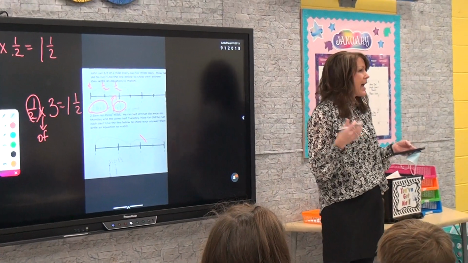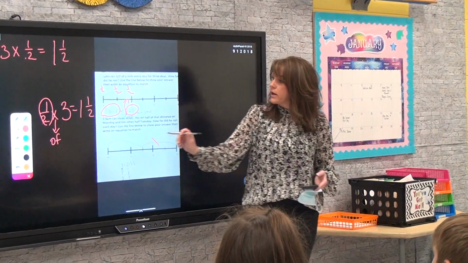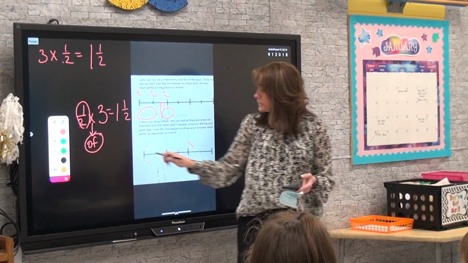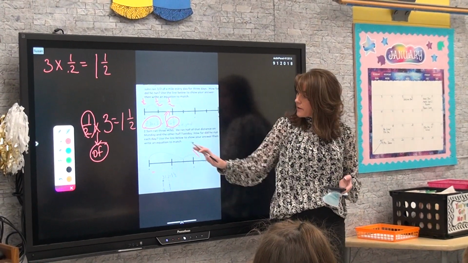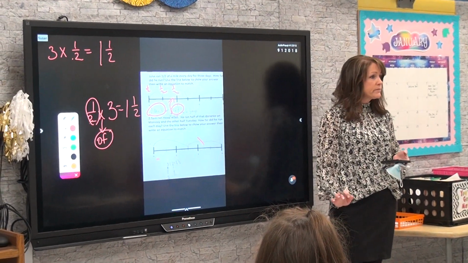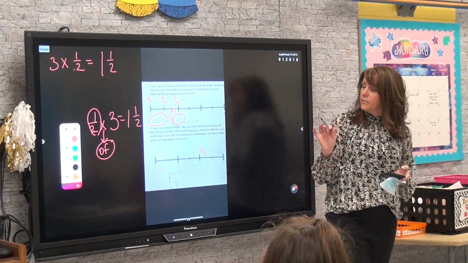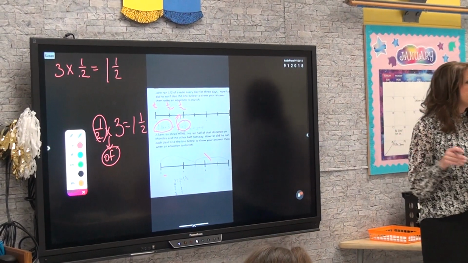You can kind of think about it as a half a group of 3. But if you use the word of instead of groups of, doesn't that make sense? If I said a half of 3, here's my line, right? And that ends up with the same answer, but a different model.